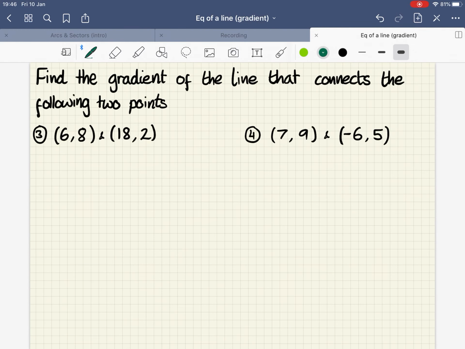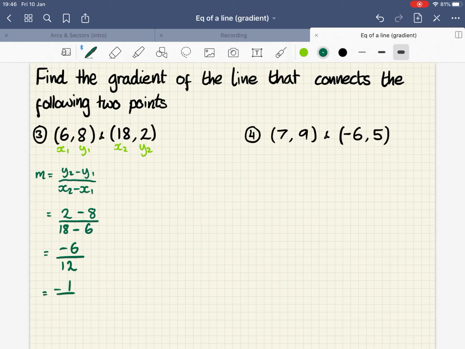Okay, so our next one's again, writing out my formula, m equals y2 minus y1 all over x2 minus x1. So here's my first x and y's, and here's my second x and y's. Substituting that in, I've now got 2 minus 8 all over 18 minus 6. So 2 minus 8 is going to give me negative 6 on the top there, and then 18 take away 6 is going to be 12. Divide them both by 6, I'm going to have negative 1 over 2.